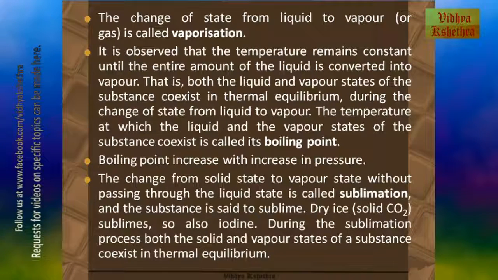The change from solid state to vapor state without passing through the liquid state is called sublimation, and the substance is said to sublime. It is seen in dry ice as well as iodine. During the sublimation process, both the solid and vapor states of a substance coexist in thermal equilibrium. That is, the substance which sublimes turns directly into vapor without passing through the liquid state.